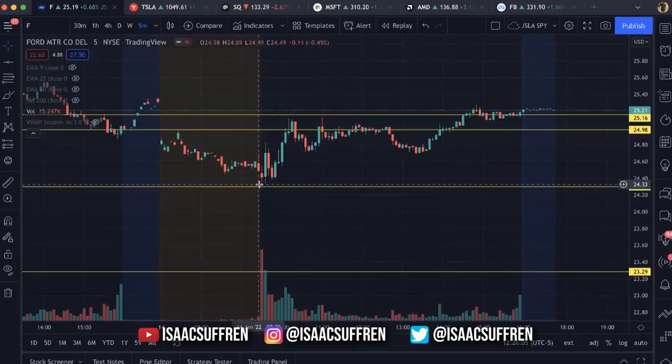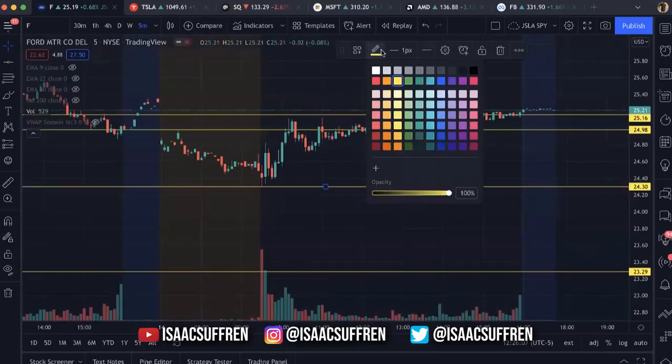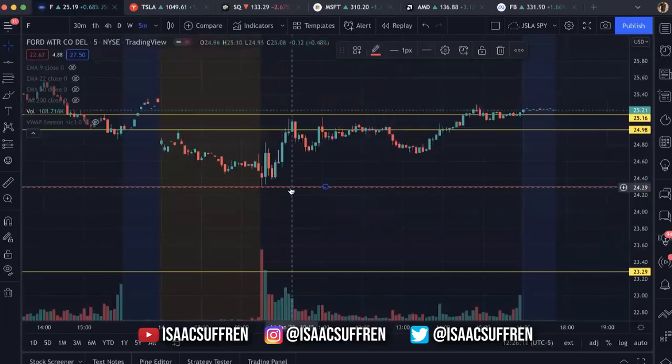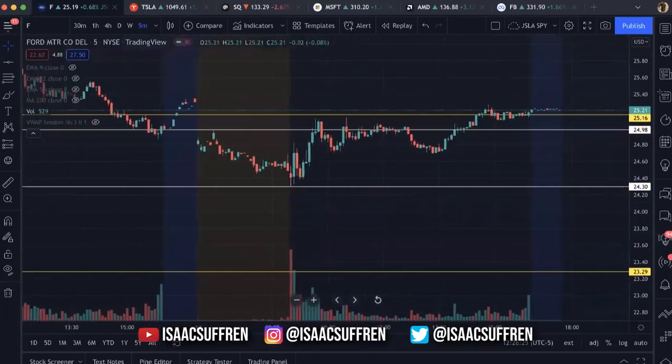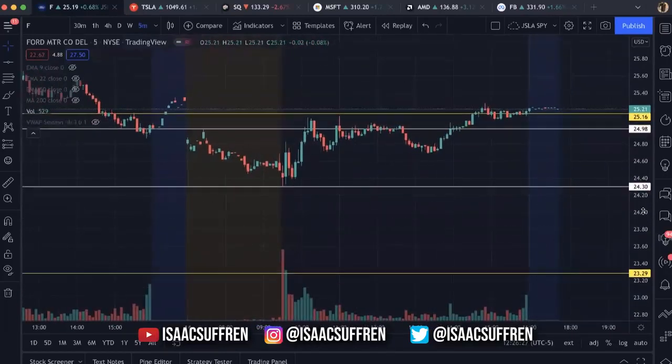So what I'm going to do is clean up the chart a little bit and change the colors. Let's change this. I don't want it red. Let's change it to white, something a little bright. So we change this to white. Now I know my white lines are going to be my intraday time frames and my yellow lines are going to be my daily time frames. You want to keep it as simple as possible. You want to make sure you stay sharp.